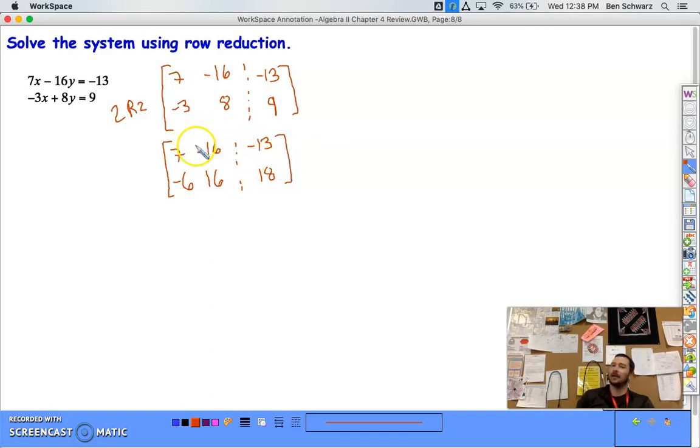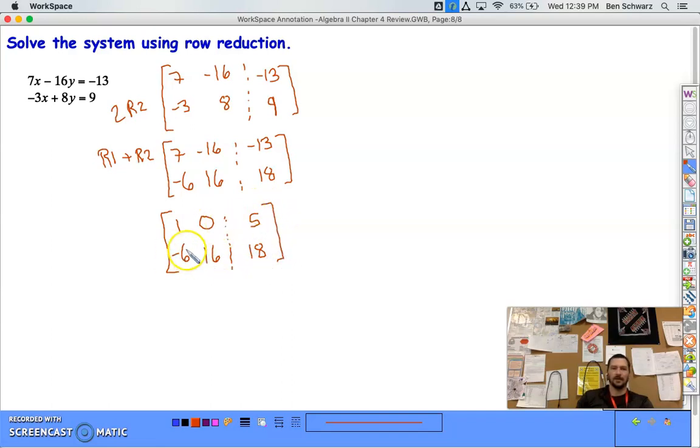Now remember, we want the 0 here, so we're going to take row 1. And to get 0, we would add 16 to that, so plus row 2. So for our new row 1, we're adding row 2. So 7 plus -6 is 1. -16 plus 16 is 0. And then we got -13 plus 18 is 5. So -6, still have 16 here, 18 here.